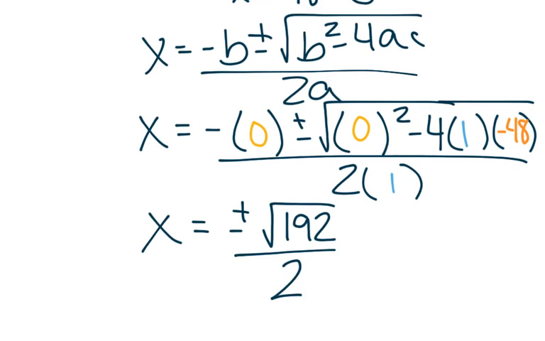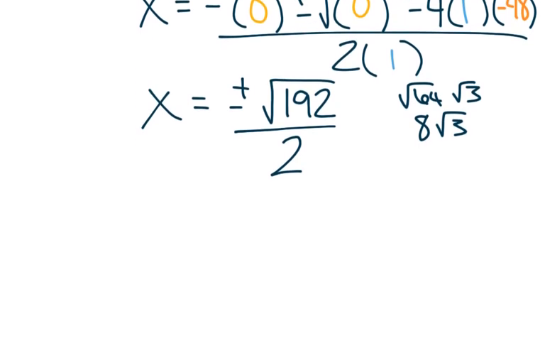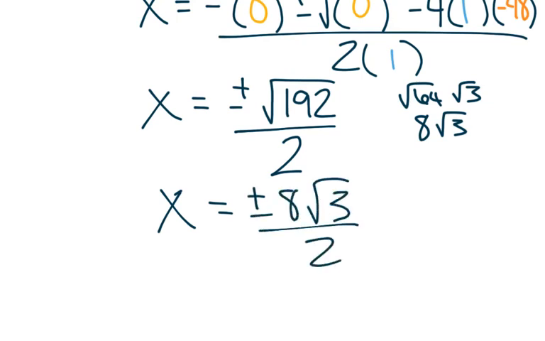So I'm going to look for the biggest perfect square 192 is divisible by. So I got 64 and 3. So it becomes the square root of 64 and the square root of 3. The square root of 64 is 8. Can't take the square root of 3. So what I'm going to do is replace the square root of 192 with plus or minus 8 square roots of 3 over 2.